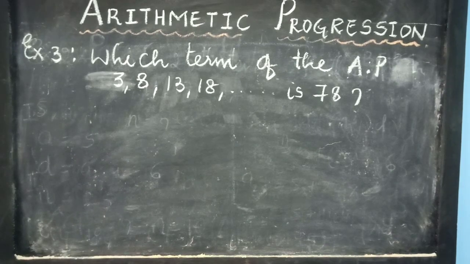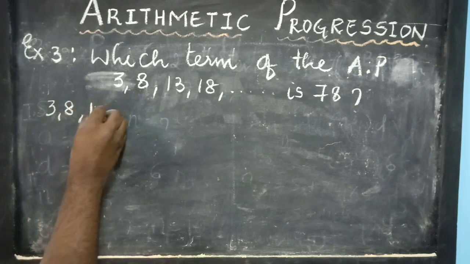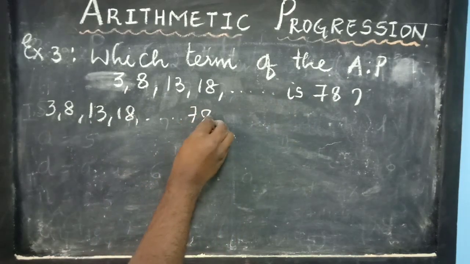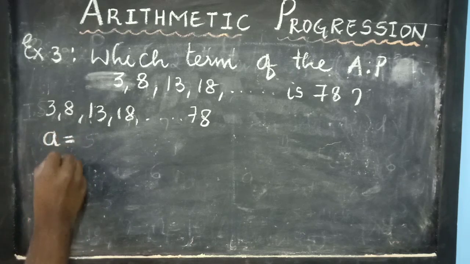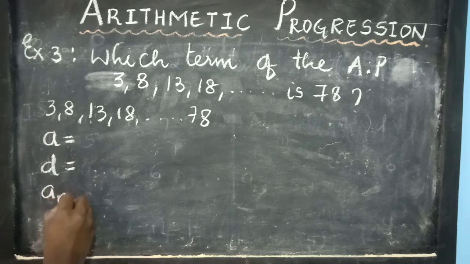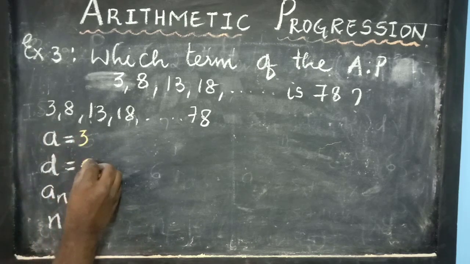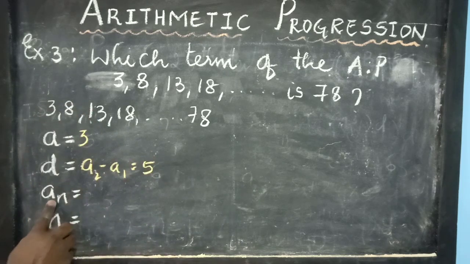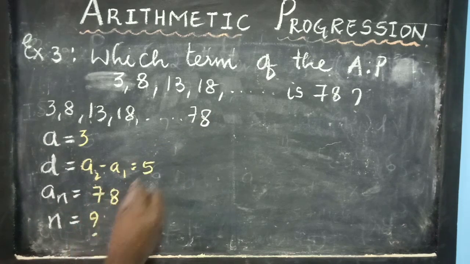Now students, what do I do now? These steps repeat. I will write down the AP 3, 8, 13, 18. What is the last term? It is 78. Now find out A, D, An, then N. Now what is the first term here? A equals 3, D equals A2 minus A1, that is 8 minus 3 is 5. Then An, that is the last term, is what? 78. Then N I need to find out.